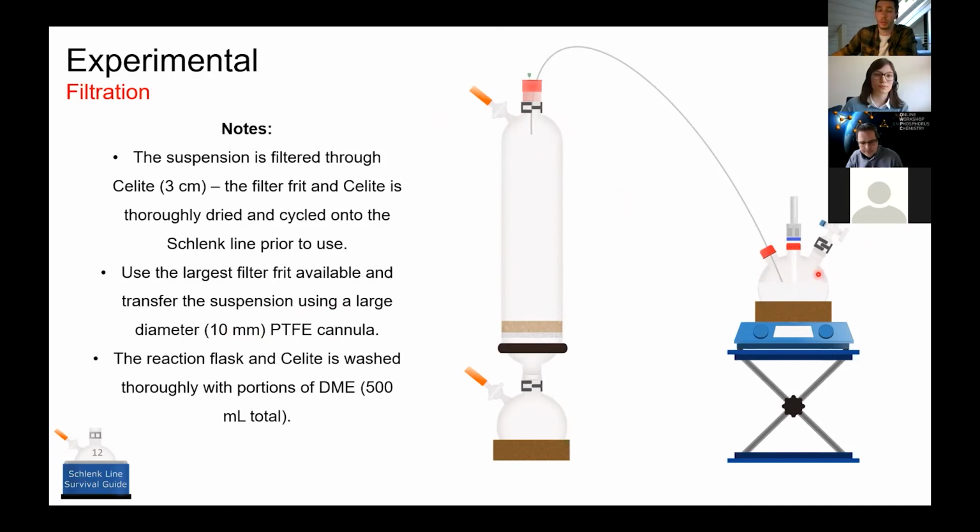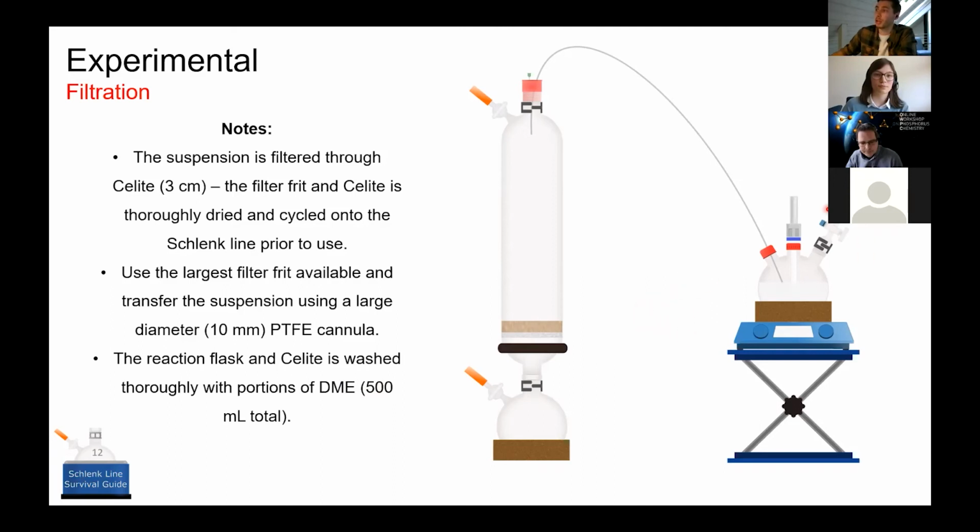And you may need to up the inert gas pressure during this process to enable the transfer into the filter frit. Once all of that has filtered, then you will want to wash your solids and further extract the residual material. You do this with several portions of DME. So you need approximately another 500 ml, so you can do maybe 2 or 3 portions.